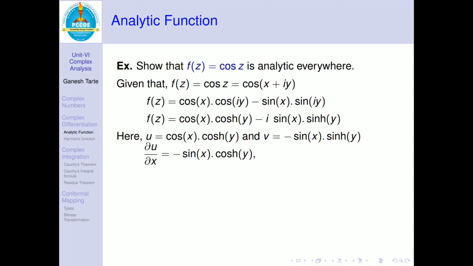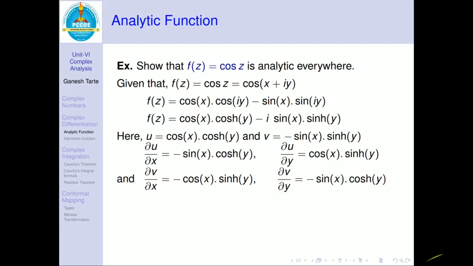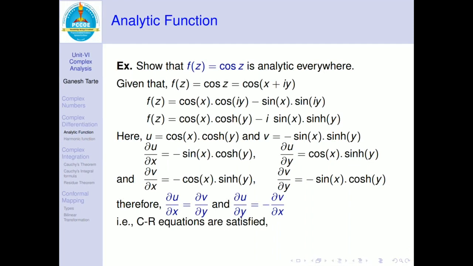u with respect to x, derivative of cos x is minus sin x, cos hyperbolic y as it is. Then u with respect to y, cos x as it is, derivative of cos hyperbolic y is just sin hyperbolic y. Same for v, finding out v with respect to x, it is minus cos x sin hyperbolic y, and v with respect to y, derivative of sin hyperbolic y with respect to y is cos hyperbolic y, keeping minus sin x as it is. So again, by simple observation, we get u with respect to x is equals to v with respect to y, and u with respect to y is equals to minus times v with respect to x, means CR equations are satisfied, and therefore given function cos z is analytic everywhere.